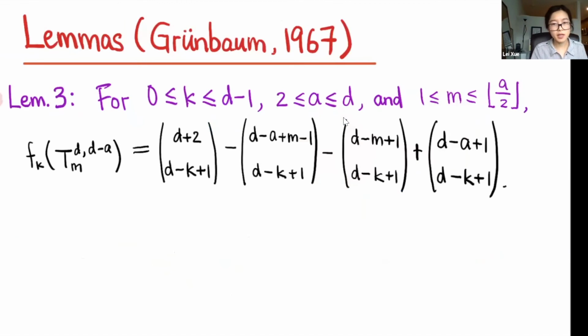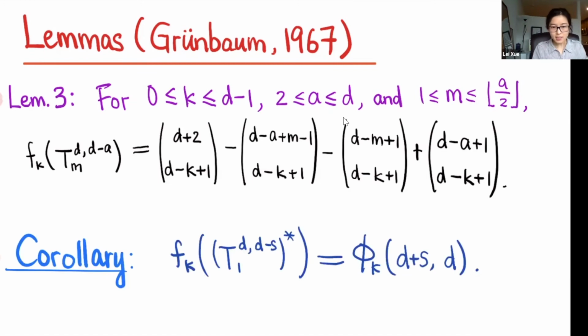And there's lemma 3, which says that for every k, a, and m in reasonable range, we have a nice, or relatively nice, formula for all such polytopes. We know every single one of them. We know them well. That's all I'm saying. And if you recall the operations that Greenbaum used to generate such polytopes, it's not hard to arrive at this formula. For each operation, it's relatively easy to keep track of the f-vectors.